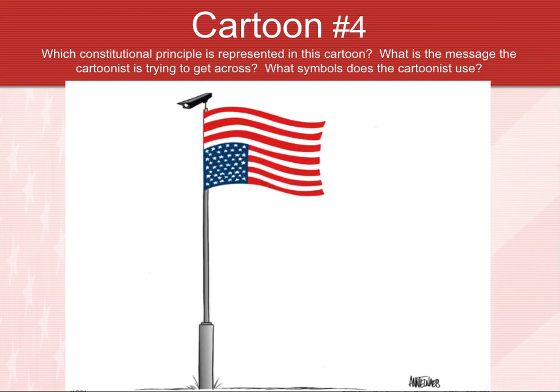And lastly, cartoon 4. Cartoon 4, what constitutional principle is represented, what is the message, and what are 2 symbols in this cartoon that show that message.